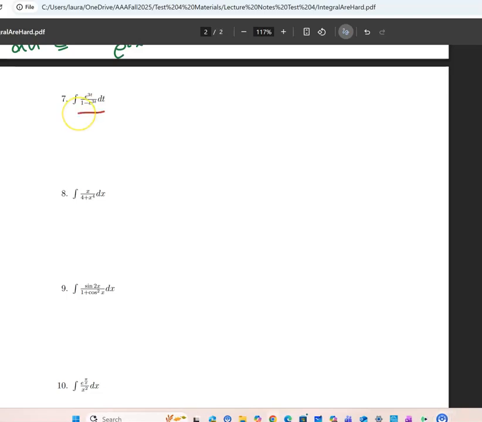Looking at this one, let's try letting u equal the denominator. It's always worth a try. If it doesn't work, we try something else. It's going to happen often that you just try something, and it might not work.